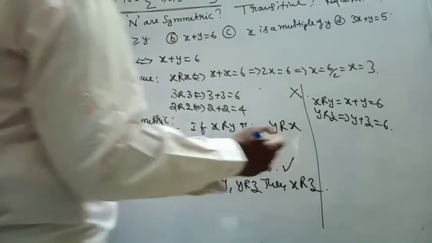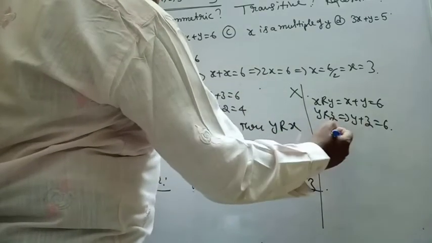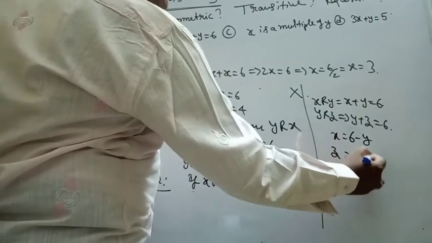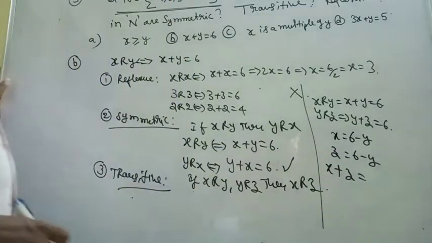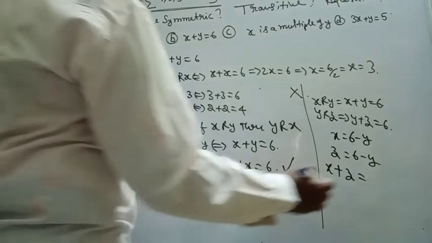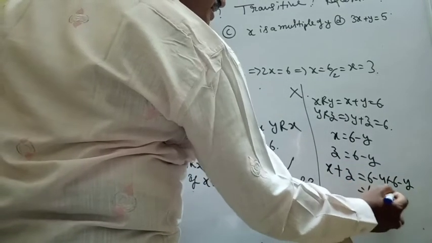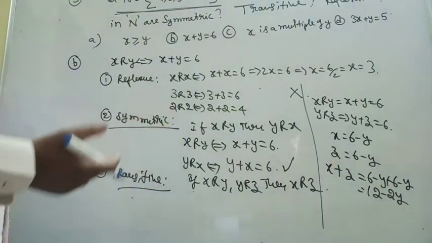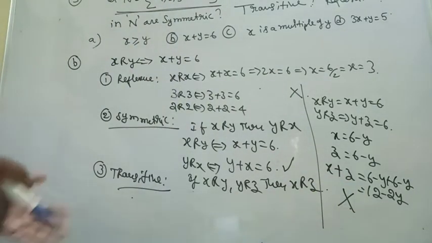My dear students, how can we say that x plus z is equal to 6? Let us see that. x is equal to 6 minus y and z is equal to 6 minus y. We have to get x plus z equal to 6. That means 6 minus y plus 6 minus y, which is 12 minus 2y. But we need to get x plus z equal to 6, and we got 12 minus 2y. Therefore, it is not satisfying the transitive property.